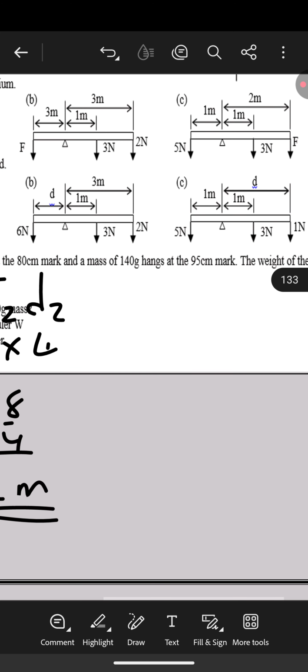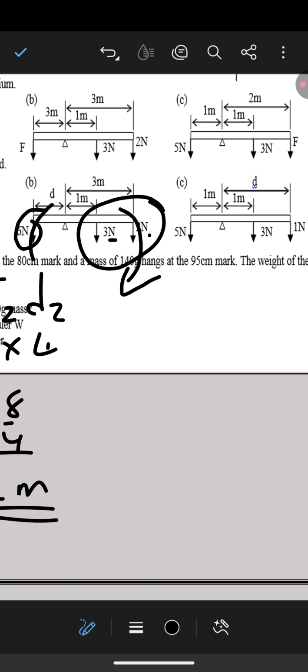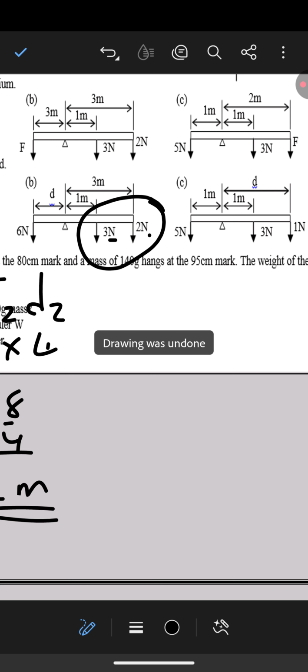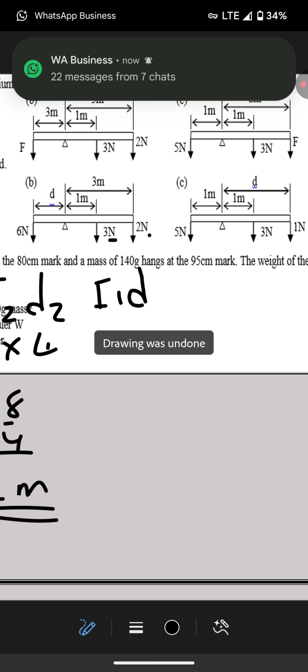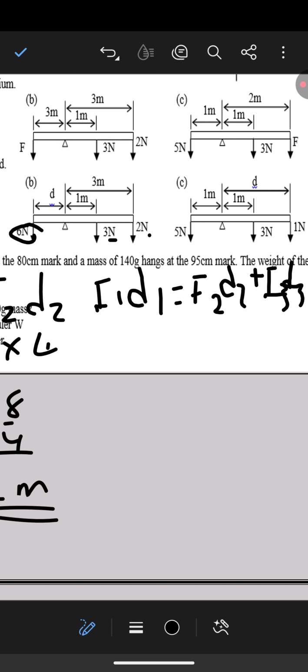Next, we look at question B. This one is a bit complex. We have these three forces, 1, 2, 3. These two are saying that it should go like this, so they are clockwise. Then this one is saying that it should go like this, anti-clockwise. So we're going to say F1 D1 equals F2 D2 plus F3 D3. F1 is 6, so it's going to be 6 times D1, which is D.